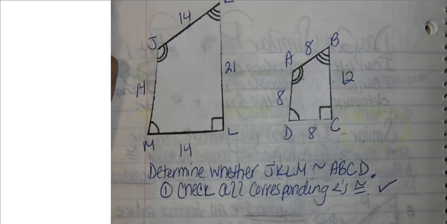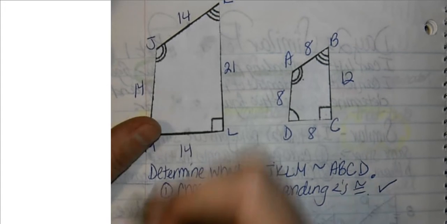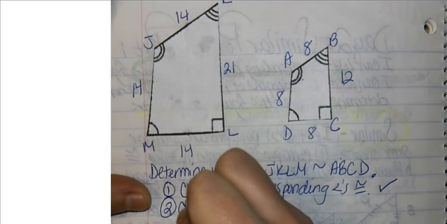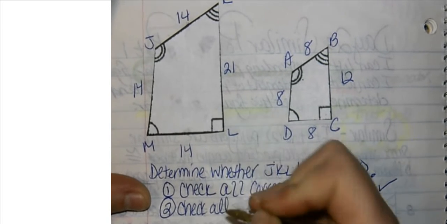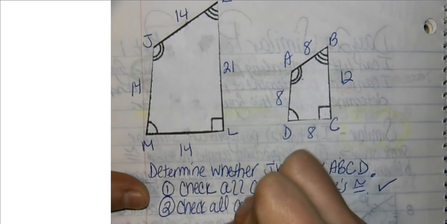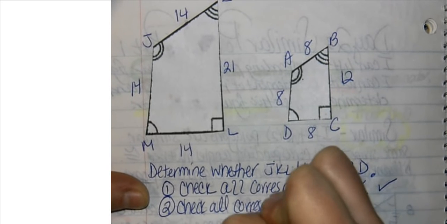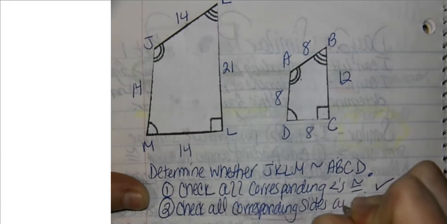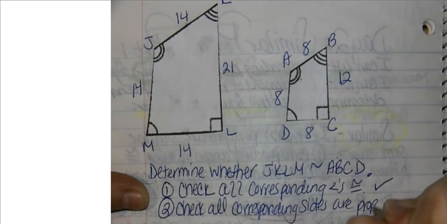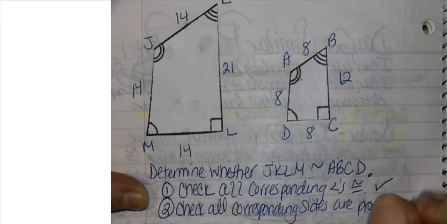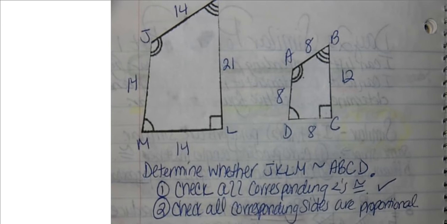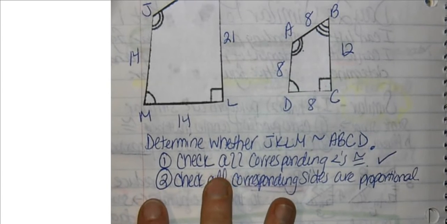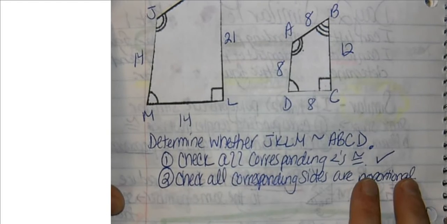But that isn't enough. You need the second piece, that we need to check that all corresponding sides are proportional. So what that means is, let me go back and write this out really quick. We need to check that all corresponding angles are congruent.